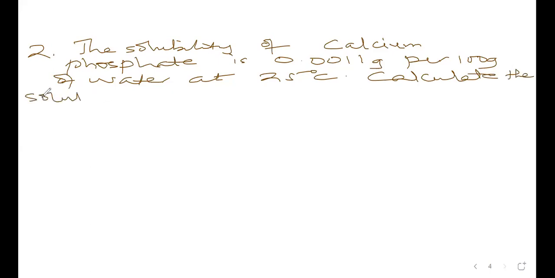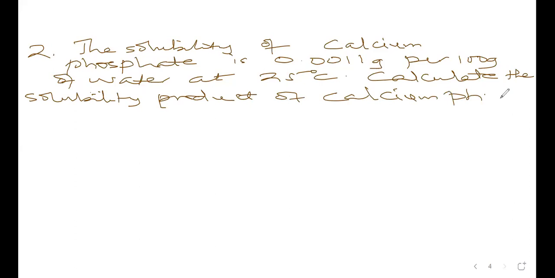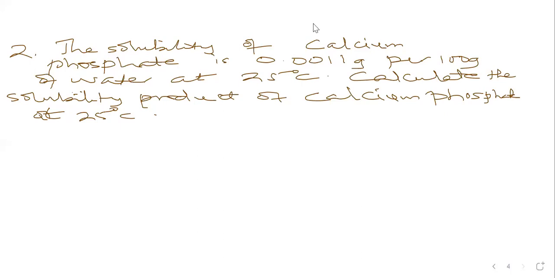Calculate the solubility product of calcium phosphate at the same temperature. Calculate the solubility product of calcium phosphate at 25 degrees Celsius. So in this case, what do you have to do first? What you do first is to write the equation for the reaction for solubility of calcium phosphate in water.